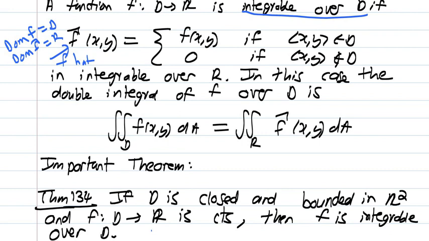So let me state this again. It's a very important theorem. If D is closed and bounded in R2, so D is any closed and bounded set in R2, and if f is a map from D to R and it is continuous on set D, then f is integrable over D. So this allows us to construct infinitely many regions D, which are not necessarily rectangles, and infinitely many functions f, so that the double integral of f over region D, dA, exists.